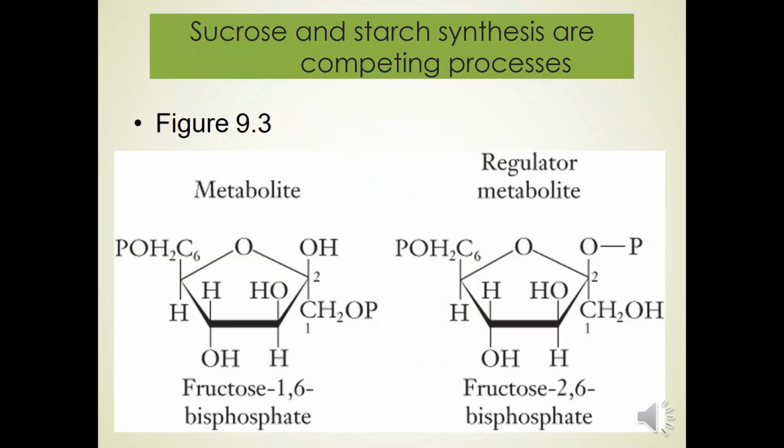So this is the structure of fructose 1,6-biphosphate and their inhibitor, which is fructose 2,6-biphosphate. This fructose 2,6-biphosphate mimics the fructose 1,6-biphosphate. So because of that, it is able to bind at the FBPase enzyme.